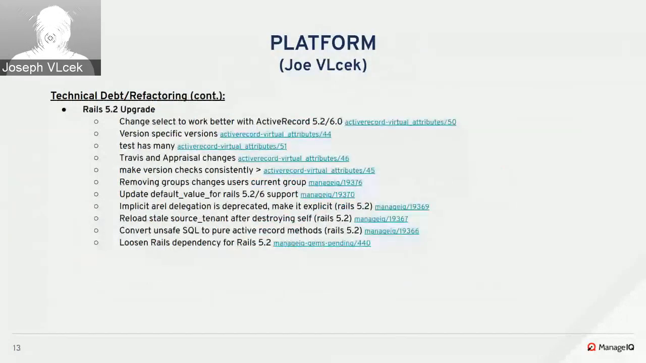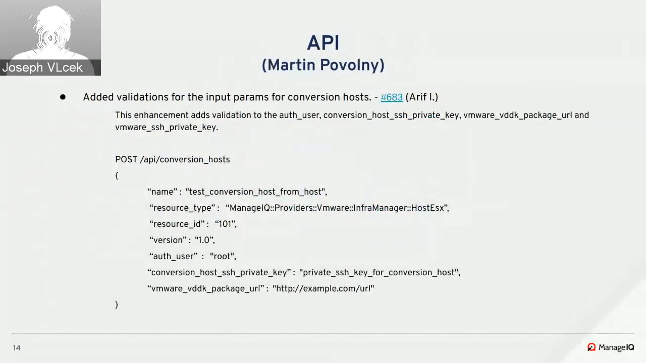I won't describe each one of these. I'll just state that Keenan, Julian, and Joe R. contributed a lot of improvements to the Rails 5.2 upgrade effort. And I listed all of the PRs here, but individually they're not so interesting. So that's it for the platform space, and on to Martin for the rest of the story.